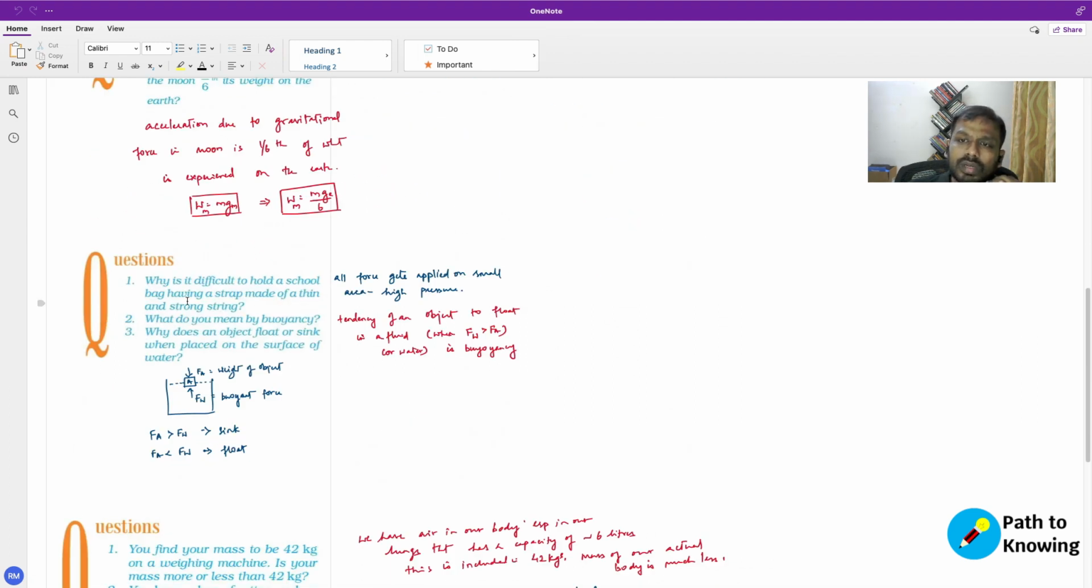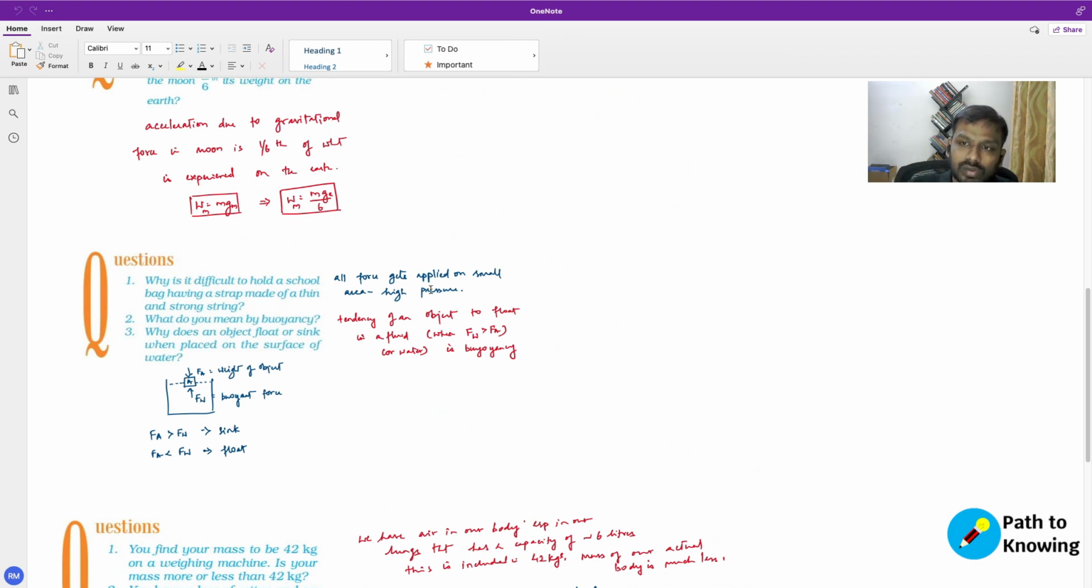Why is it difficult to hold a school bag having a strap made of a thin and strong string? So we learned that when the strap is thin, right? Think about that example of a knife that we spoke about. When you apply a force on the handle of the knife, the idea is that all the force gets applied on a thin area, so that the pressure is high, so that you end up cutting the fruit or the vegetable, right?